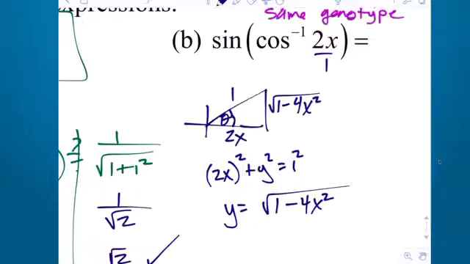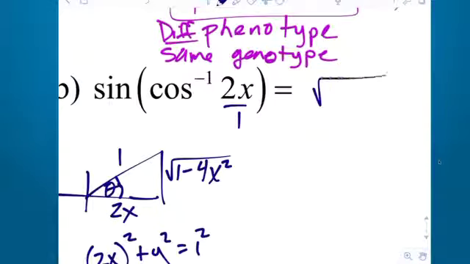And now that I have all three sides in terms of x, I have all 6 trig ratios. Which one do we want? The sine. So sine is y over r. So it's going to be the square root of 1 minus 4x squared all over 1, which we don't even need to write. So there you go. We have now established another identity.